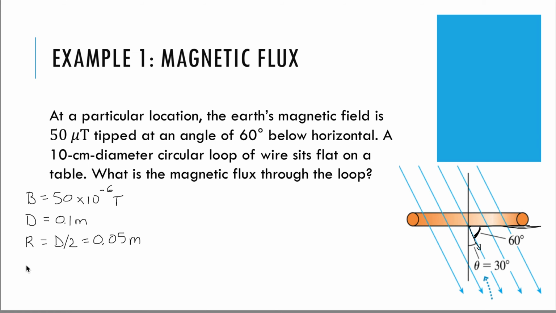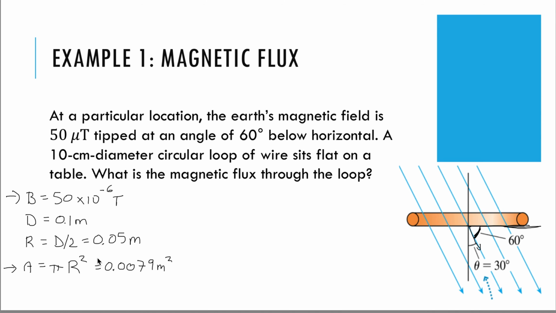Now to find the area of the loop, we use pi r squared. So multiply pi times 0.05 squared, and we're going to get 0.0079 meters squared. So we have the magnetic field here, we have the area of the loop here.